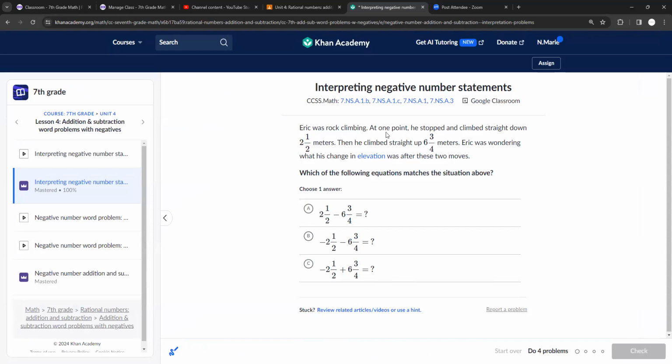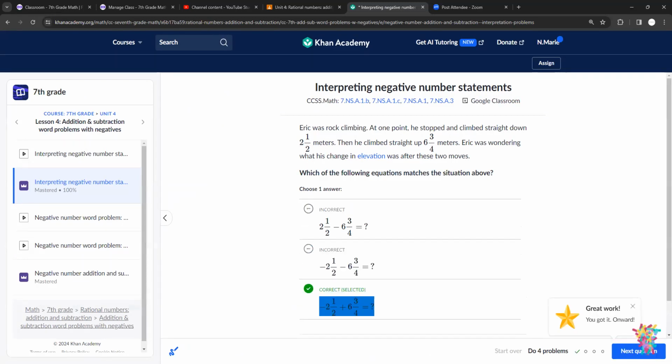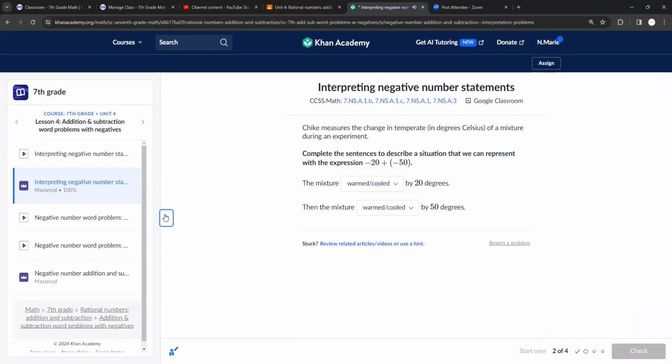Eric was rock climbing. At one point, he stopped and climbed straight down. Then he climbed straight up. So if he went down, that's negative. If he went up, that's positive, right? So we're just putting these into words.